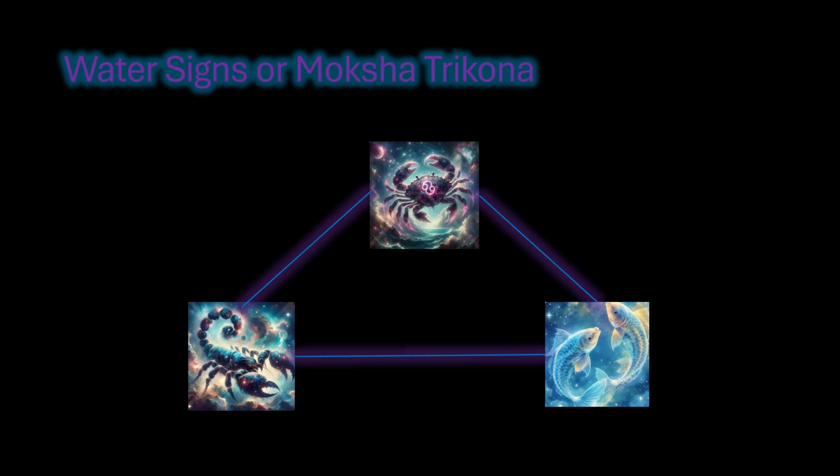Scorpio rising makes the native intense, secretive, and transformative, with a soul journey marked by deep psychological rebirths. Pisces in the fifth house gives spiritual children and creativity linked to mysticism and compassion. Cancer in the ninth bhava blesses the native with fortune through emotional wisdom, nurturing dharma, and ancestral blessings.